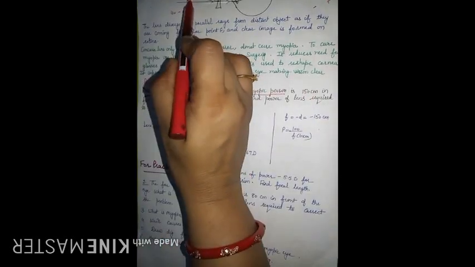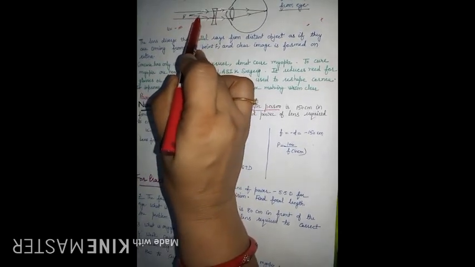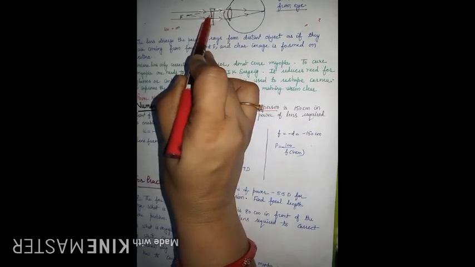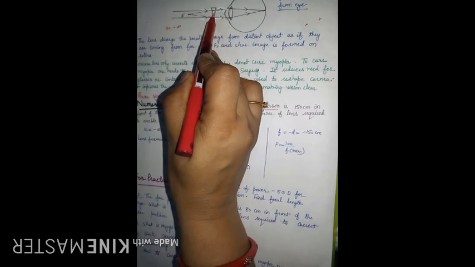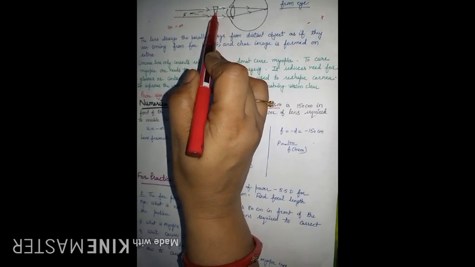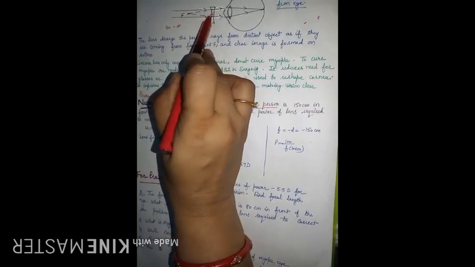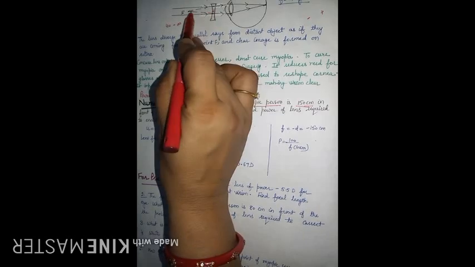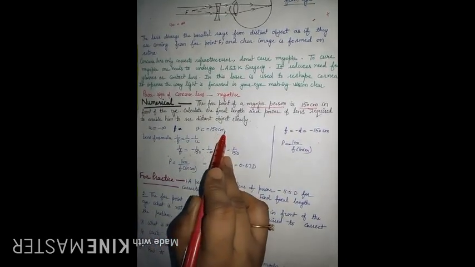Far point means this point is given. This gap is given to be 150 centimeter. What is this gap? This gap is representing the distance of the image from the lens. It means this gap is representing v. From the optical center you will measure this distance. What will be v for us? v will be 150 centimeter, and we are moving in this direction, so it will come with the negative sign. So v will become minus 150 centimeter.